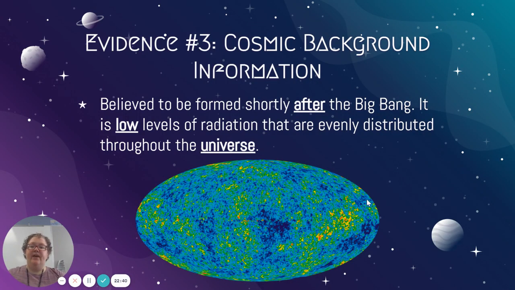And then the third piece of evidence is something called cosmic background radiation, not information. So this is believed to have been formed shortly after the Big Bang, and it is these low levels of radiation that are evenly distributed throughout the universe. So when the Big Bang happened, we had that point in time that exploded and expanded to create the whole universe. When that happened, low levels of radiation expanded and distributed and moved throughout the whole universe.